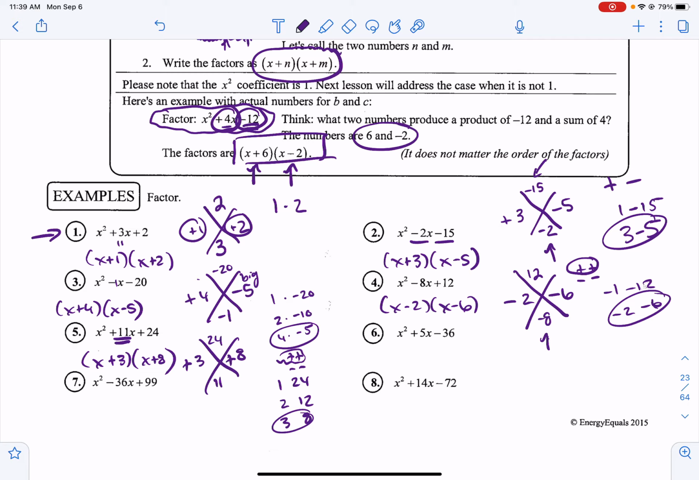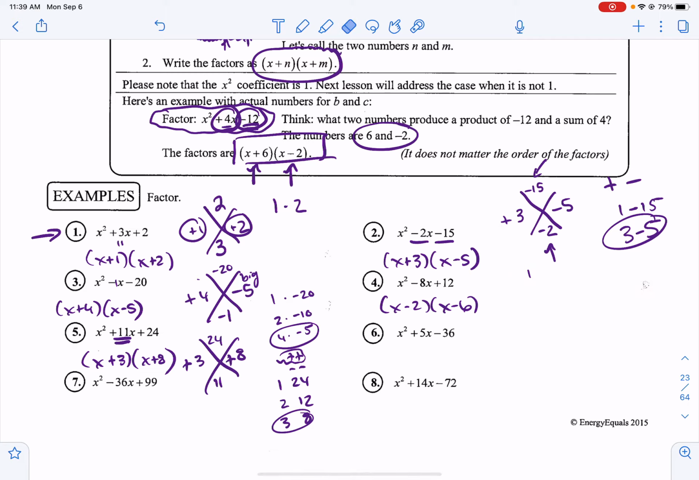Okay, number 6. I'm going to erase a little bit of this just to give me some more room. Sorry about that. Big X, let's put negative 36 on top and a 5 on the bottom. So this time they multiply to be a negative. So one is a positive, one is a negative. And when I add them together, I get a positive 5. So that means my bigger number is the positive. So let's do negative 1 and positive 36.